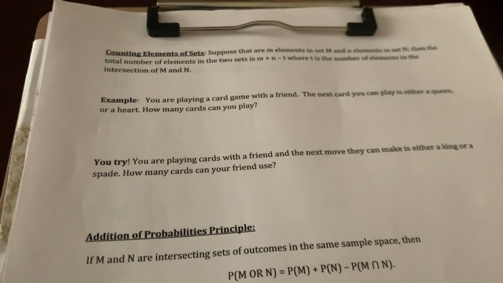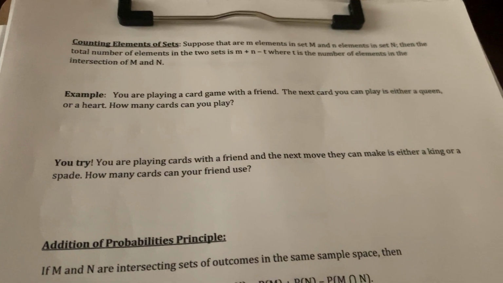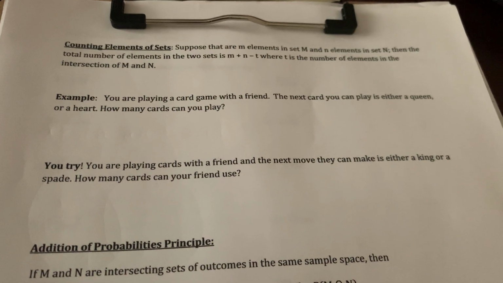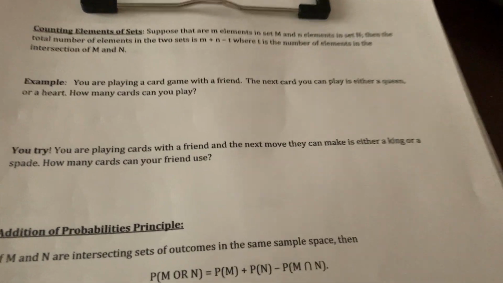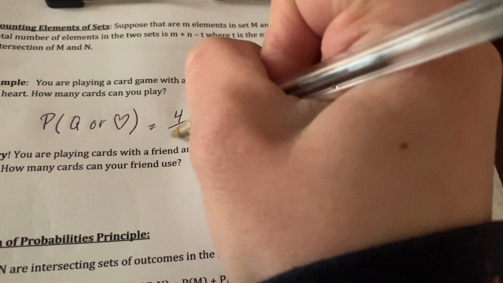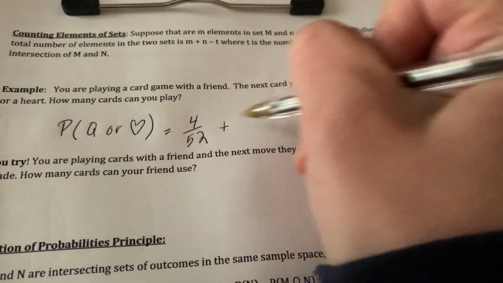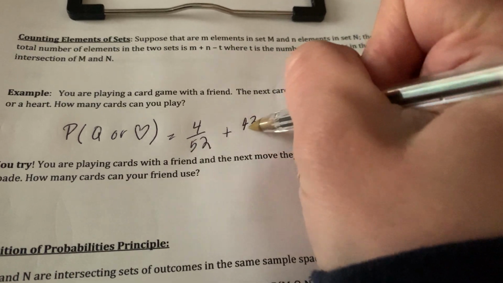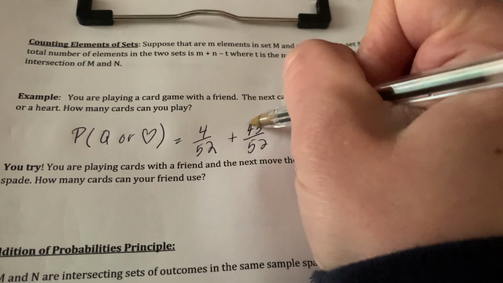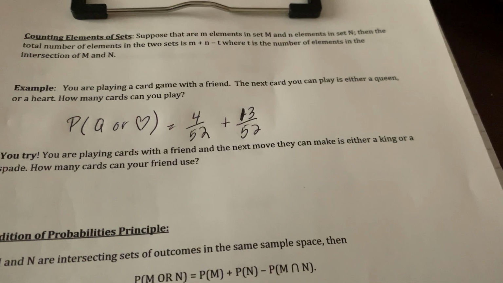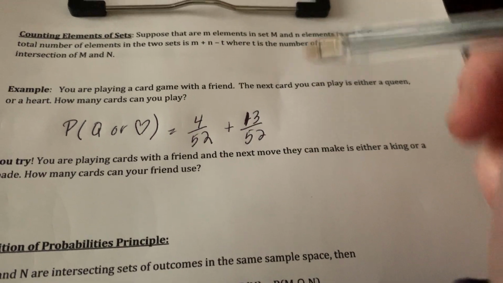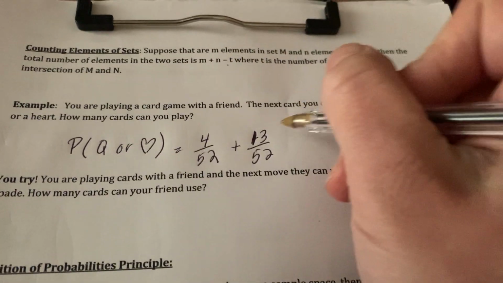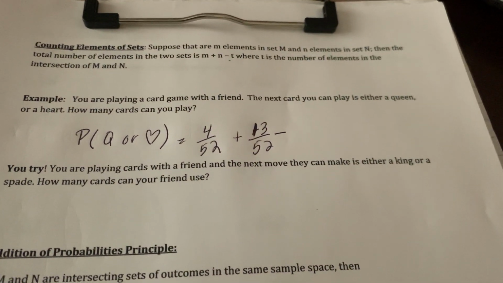So you're playing a card game with friends. The next card you play is either a queen or a heart. How many cards can you play? Or what's the probability you get a queen or a heart? Well, you have 4 out of 52 cards are queens, and then 13 out of 52 cards are hearts. But you have to subtract any cards you counted twice.